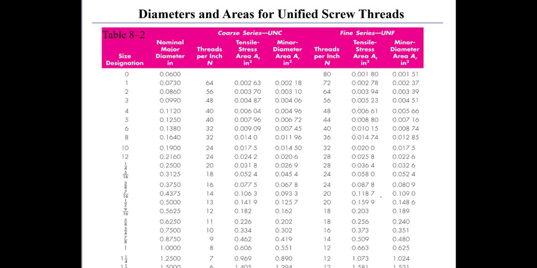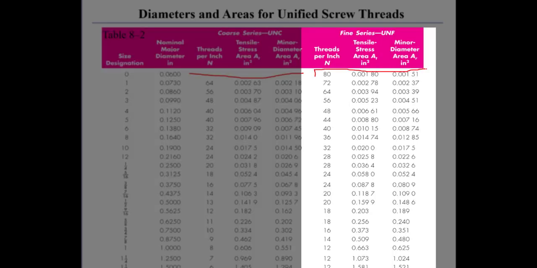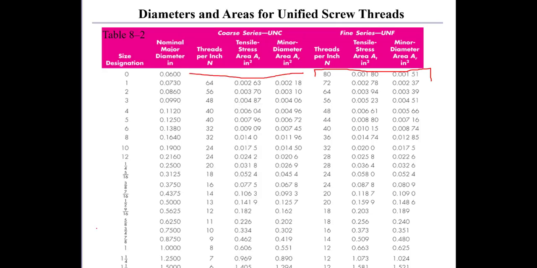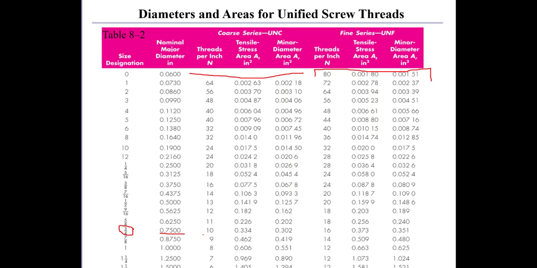The same thing is true for the diameters and areas of the unified screw threads. The UNC, which are all the coarse threads, are over here, and then the UNF, which are the fine threads, are over here. So a 3/4 10 would be a 3/4 inch nominal diameter. That is the large diameter. 10 threads per inch in the UNC with a tensile stress area of 0.334 square inches. A 3/4 16 would be a UNF series, and it would have an effective cross-sectional area of 0.373 square inches.